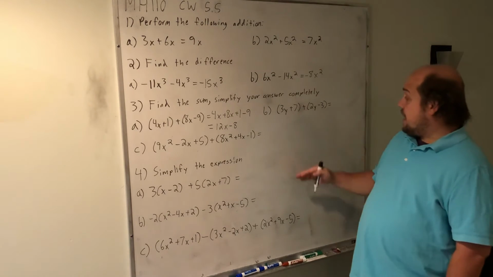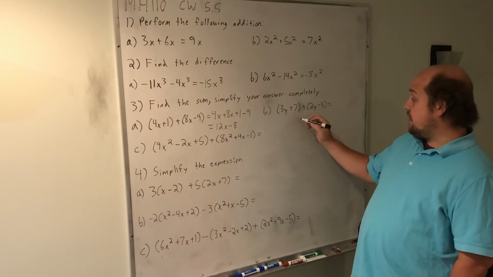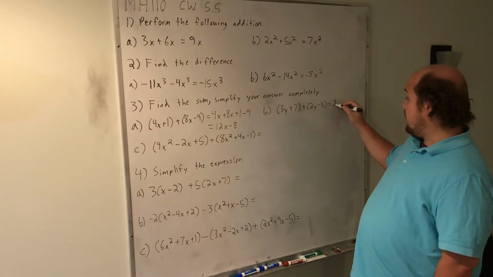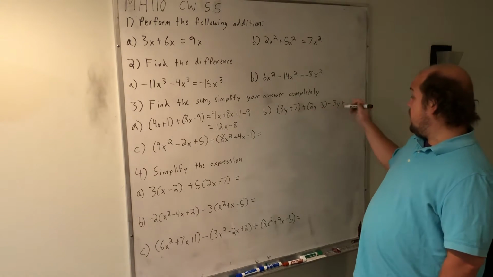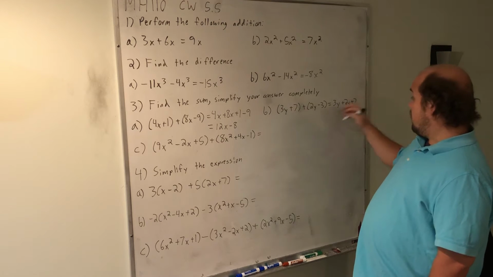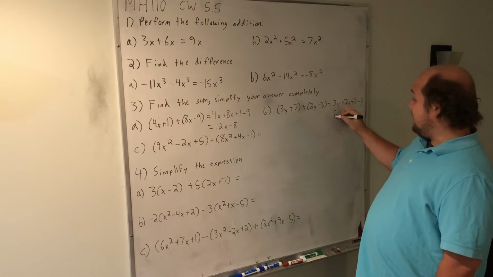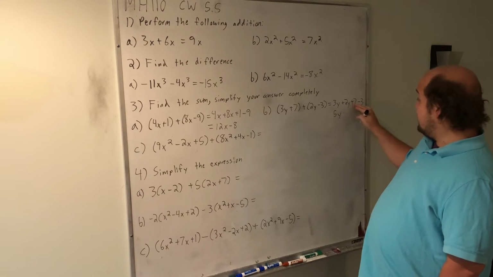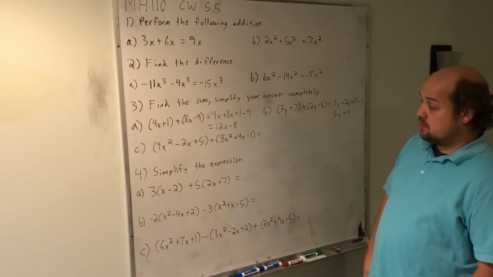For part B, again, I can just drop the parentheses because of that positive. So this can become 3y from the first parentheses plus 2y from the second parentheses plus 7 minus 3. 3y and 2y combine to give me 5y. Positive 7 and negative 3 combine to give me positive 4.